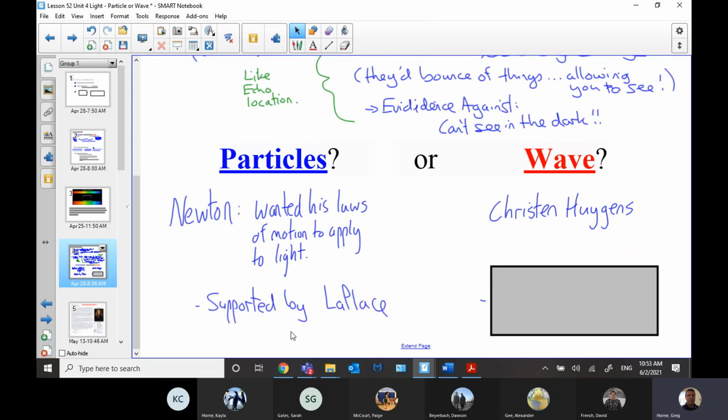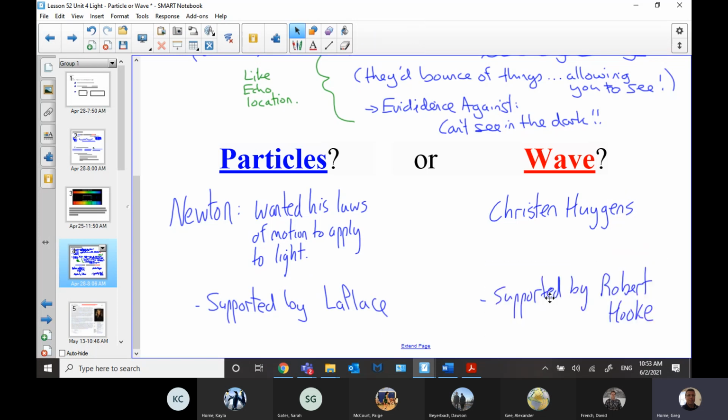And it's kind of funny the way they talk about the history of this. Newton, the bigger name, was supported by this guy Laplace, who agreed with Newton. And then Huygens was supported by Robert Hooke. Robert Hooke agreed with Huygens and thought, yeah, I think it's a wave, right? People were trying to decide. Hooke, you probably recognize him from Hooke's law recently.